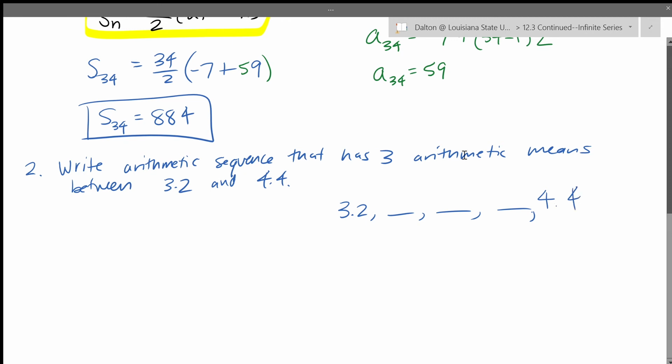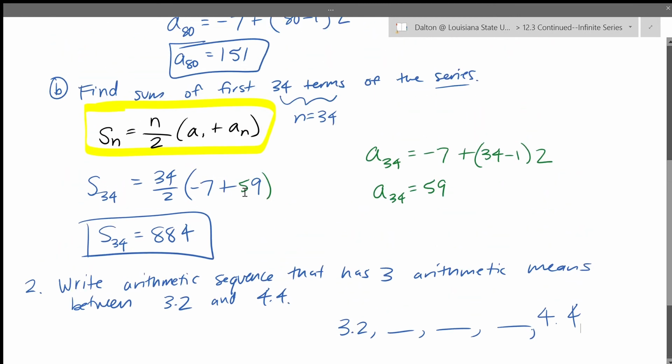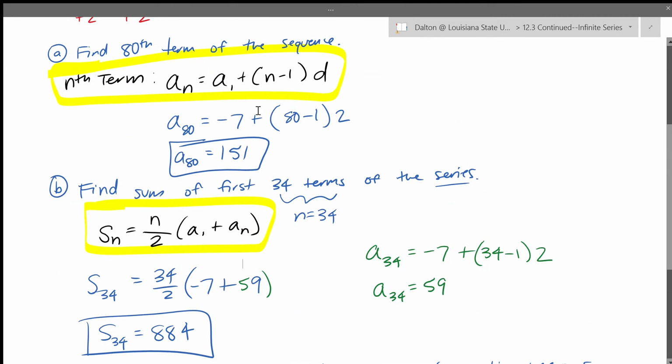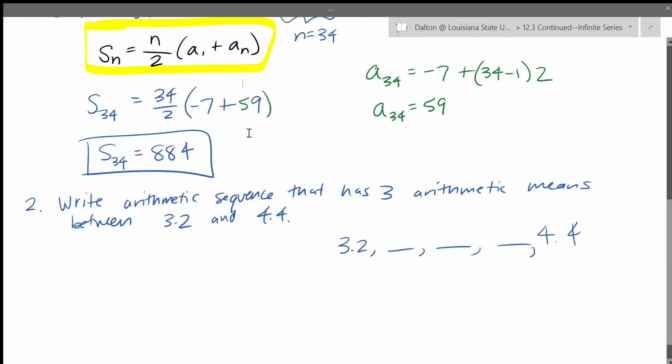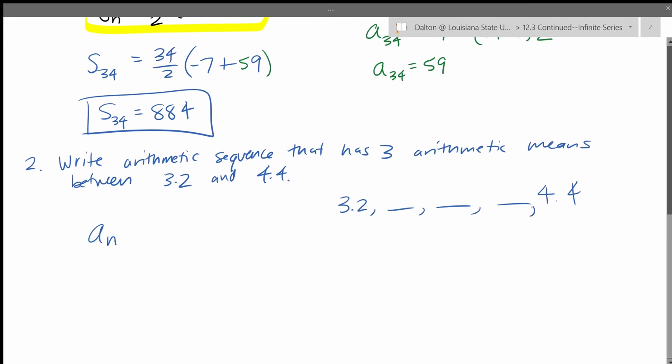Okay, and of course you can kind of logic your way through this, and when the numbers are easy, there's nothing wrong with that. When the numbers are a little bit more challenging, then you probably want to go ahead and use a formula. Well, if we use the nth term formula, a sub n equals a sub 1 plus n minus 1 times d, then we can solve.